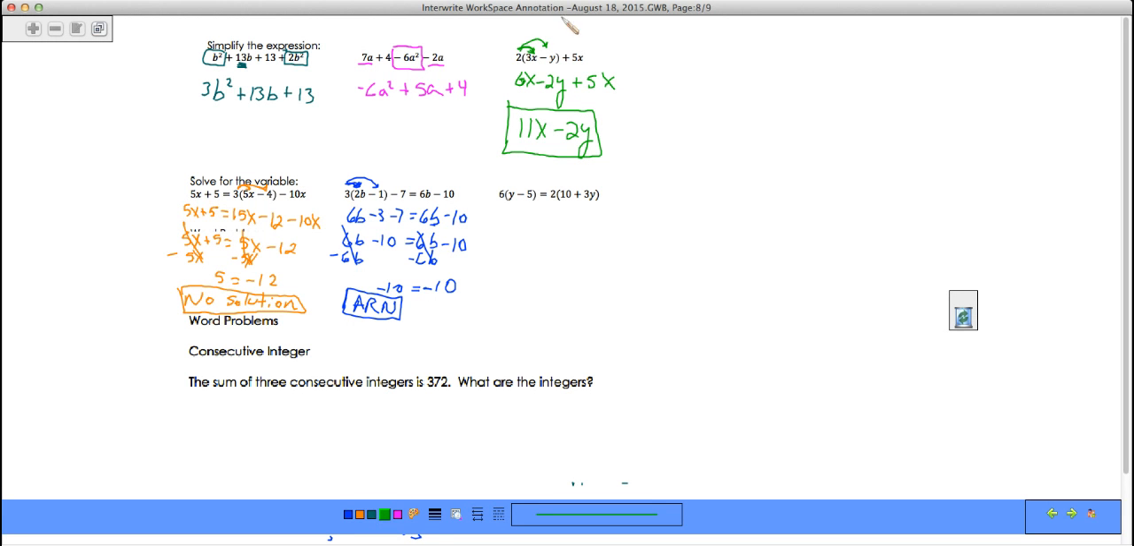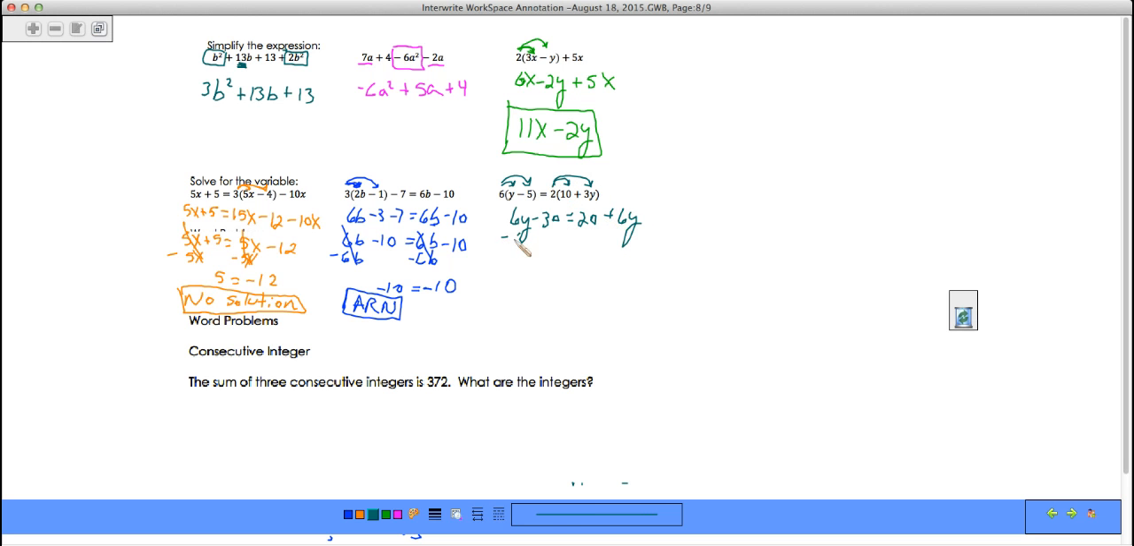One more equation to try here. We're going to start by getting rid of these parentheses. To get rid of the parentheses, we have to distribute. Distributing is just multiplication. So 6 times y is 6y. 6 times negative 5 is negative 30. Equals, moving to the other side, I have 2 times 10 is 20, and 2 times 3y is 6y.